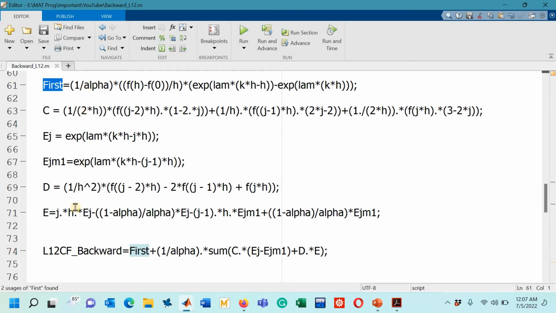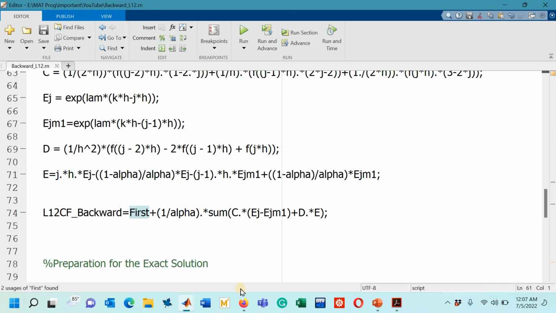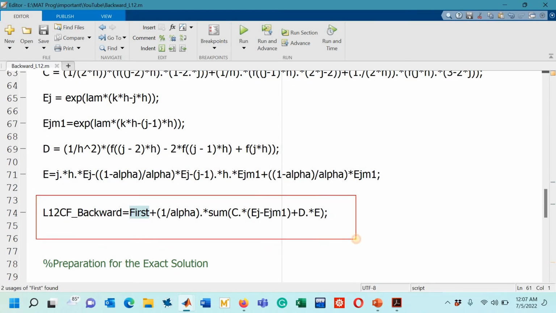And after that, putting these letters into the main scheme given on line number 74 makes it easy to understand and to avoid any mistake that is related to the brackets. So I suggest you break the terms into several terms and then use those letters in your final scheme as I have done on line number 74.